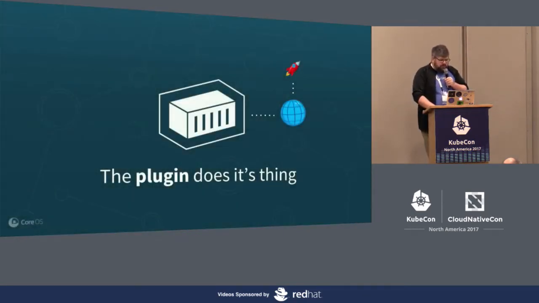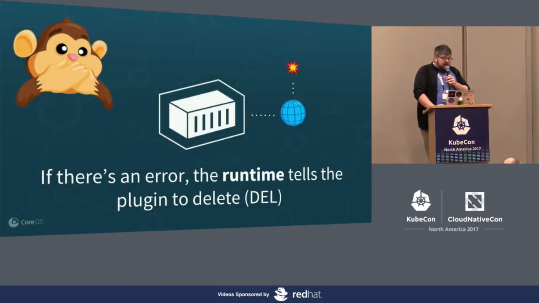and doing its magic, whatever that is. That usually means setting something up in the network namespace internally in the container and then connecting that to the outside world as well, doing whatever it needs on the host system. If there's an error, then the runtime will just tell the plugin to delete the operation right there, so it'll safely remove what it was trying to do.